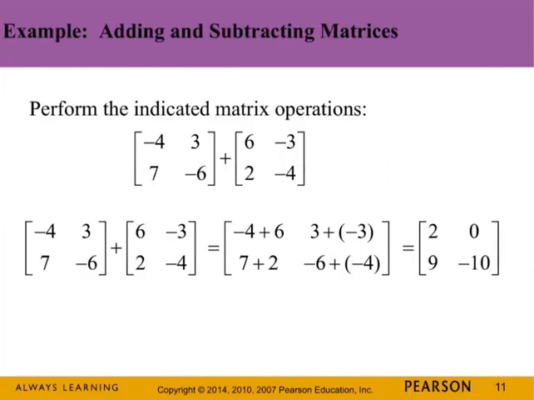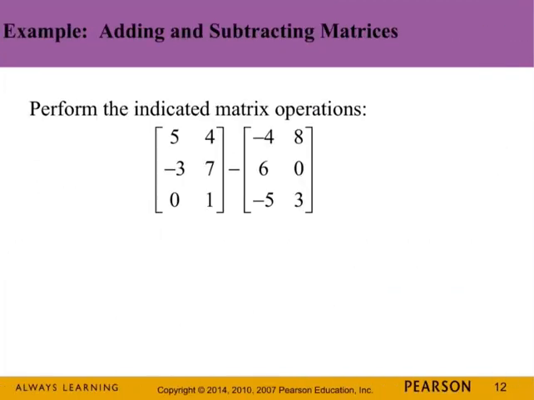So we got 2, 0, 9, and -10. You see here 2, 0, 9, and -10. Okay, same thing here. Notice they have the same size. The order, so the rows by the columns, this is 3 by 2, this is 3 by 2, so we can subtract them. We subtract the corresponding components. 5 minus -4 is 9. 4 minus 8 is -4.